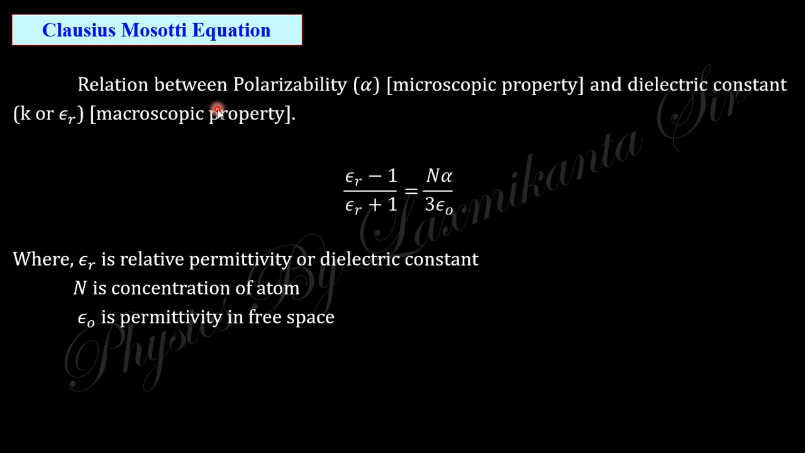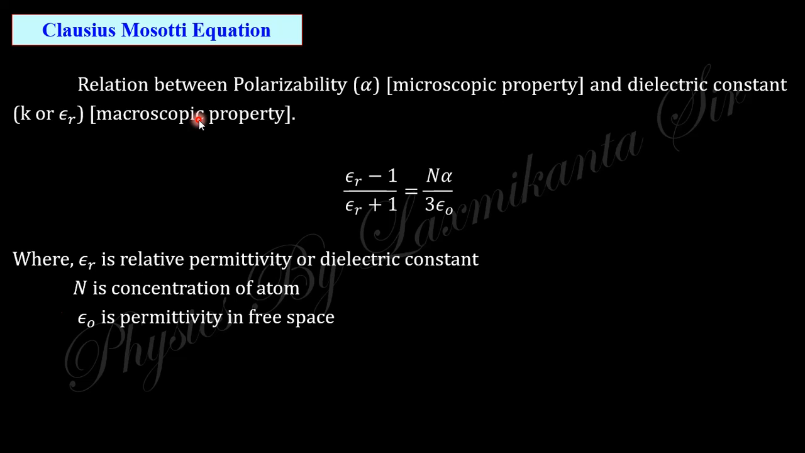Actually, this equation is the relation between the polarizability and the dielectric constant. Polarizability is the microscopic property of this material, but the dielectric constant is the macroscopic property. So this is the relation between the microscopic property and the macroscopic property. You know these two terms from statistical mechanics. Polarizability is a small region property, but the dielectric constant is a property of the material as a whole, that is the macroscopic property.